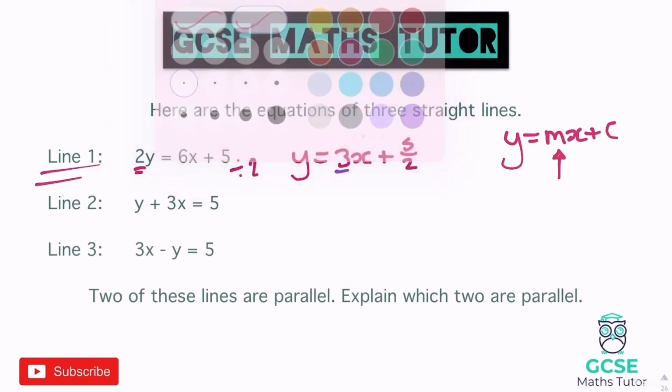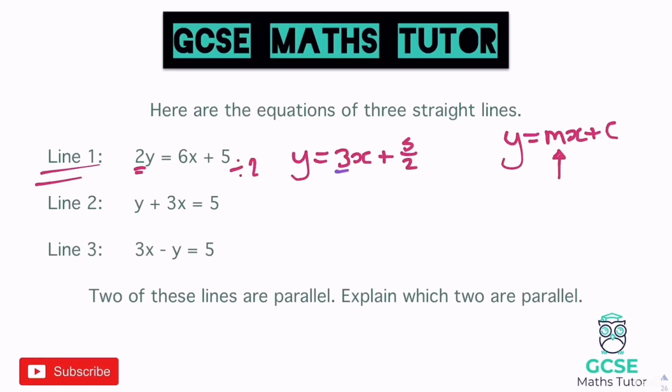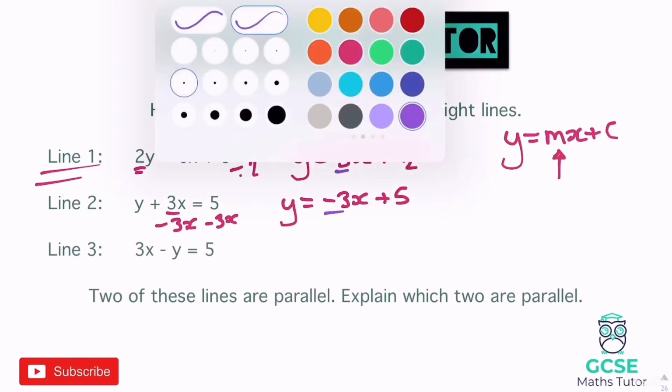Let's have a look at the next one. y plus 3x equals 5. Well, that's not in the y equals mx plus c format either, because this 3x is on the wrong side of the equal sign. So if we take away 3x from both sides, move that over to the other side, we get y equals negative 3x plus 5, just popping that plus sign in front of that 5 there. Again, we could have written it the other way around, but let's keep them all aligned. So that is a gradient of negative 3. So those two definitely aren't parallel.